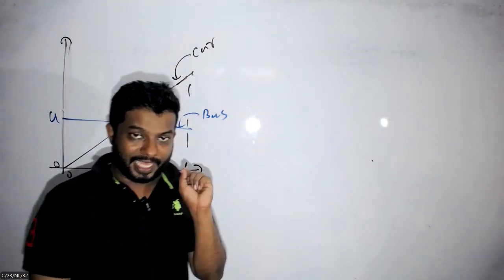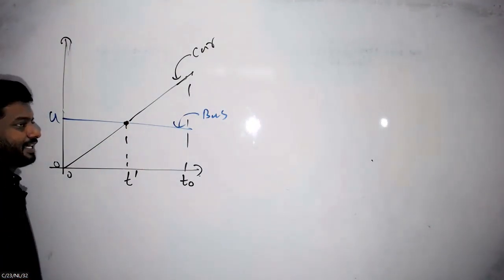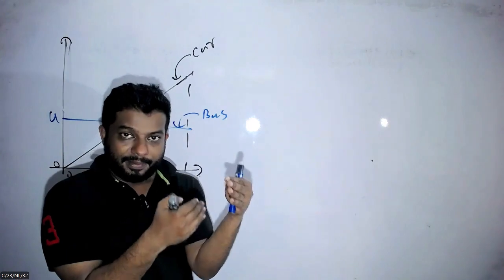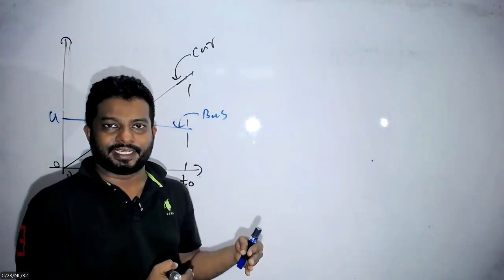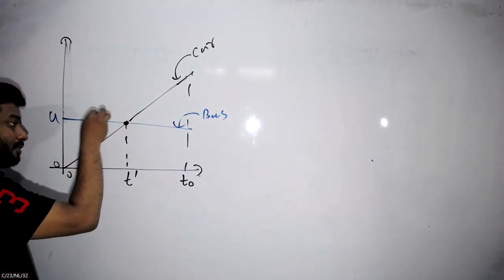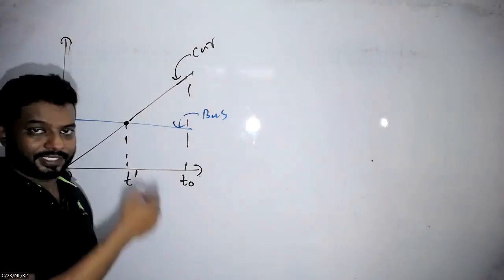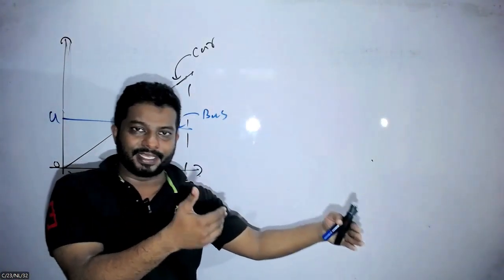Got my point? Therefore, you can say this is where the maximum gap exists between these two objects, the car and the bus. The maximum gap between the two objects exists at this point. Got it? Up to this point, the gap increases. From this point, the gap decreases.